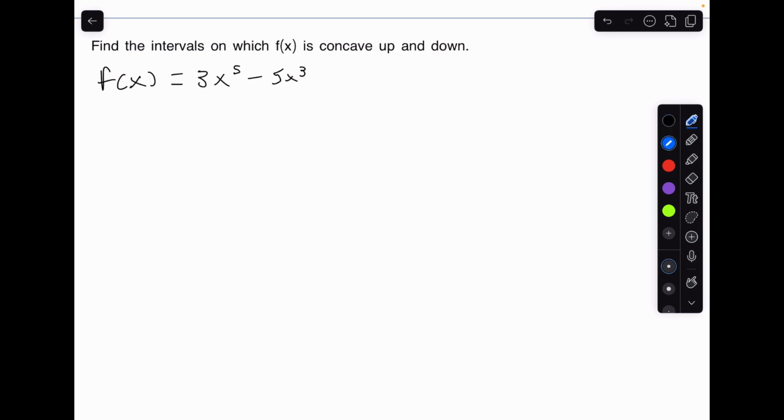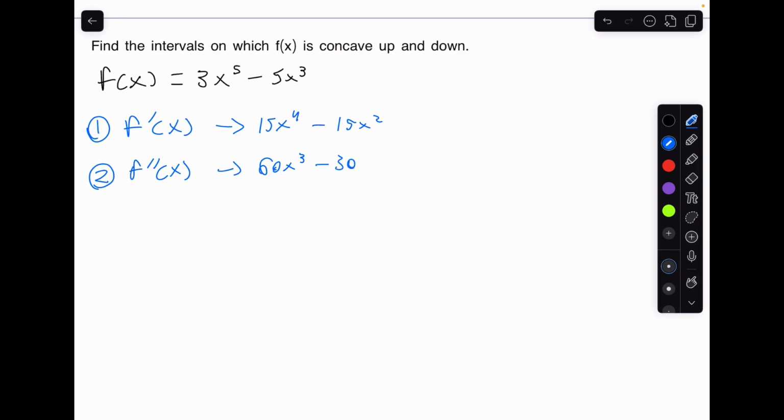Step 1 is to just find the first derivative. So f prime of x is equal to 15x to the fourth minus 15x squared. Next, we find the second derivative. You do this by just taking the derivative again, so basically the derivative of the derivative. If we do the power rule again, we get 60x cubed minus 30x.